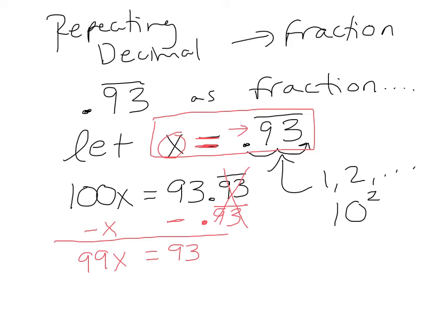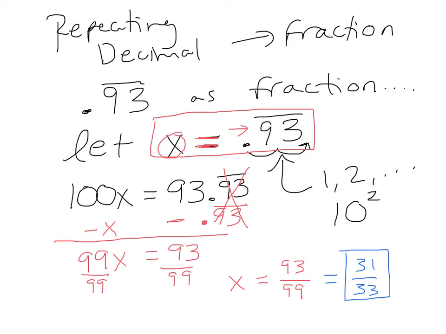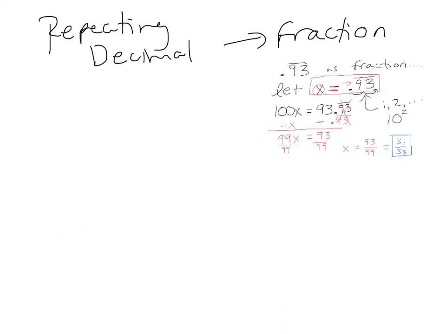Well, this looks easy to solve now, because all we need to do is divide by 99 on each side, and it looks like x is worth 93 over 99, which simplifies, if you divide the top by 3 and the bottom by 3, to there's your answer. Okay, we'll keep that one small up there so you can reference it, but let's try another one.